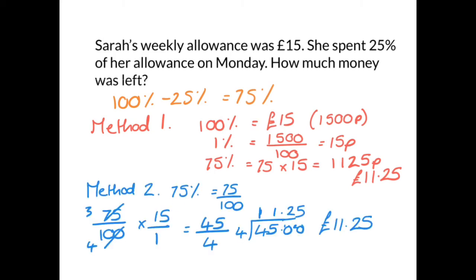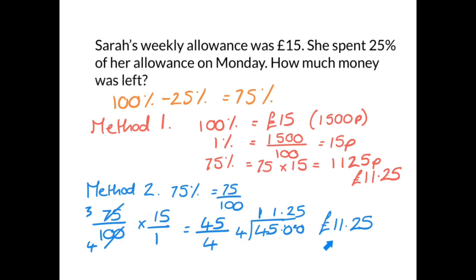Method 2, 75% is 75 over 100. We're finding 75 hundredths of £15. 75 over 100 multiplied by 15 over 1. This time we're going to simplify our 75 over 100. As we mentioned earlier, that simplifies down to 3/4. They both divide by 25. 3 times 15 is 45. 4 times 1 is 4. 45 divided by 4, back to a lovely division.